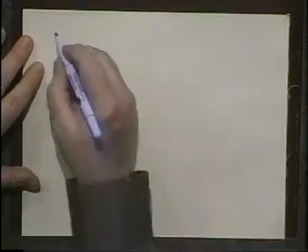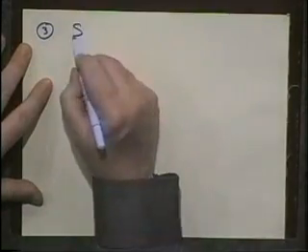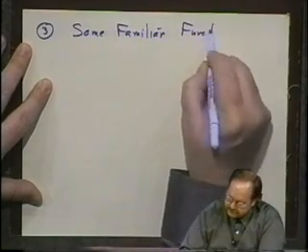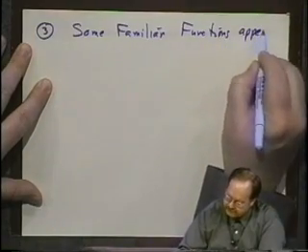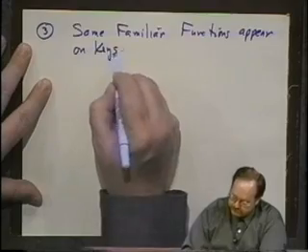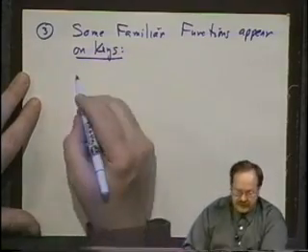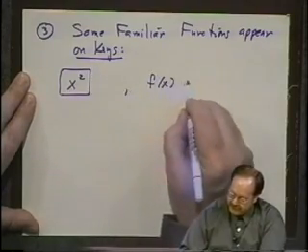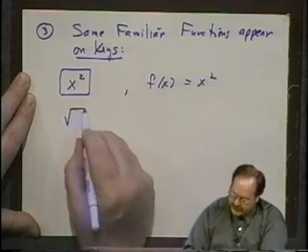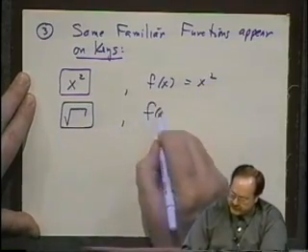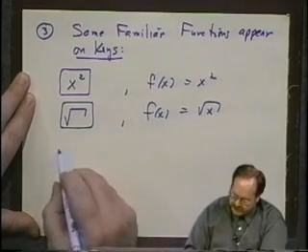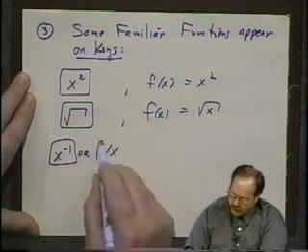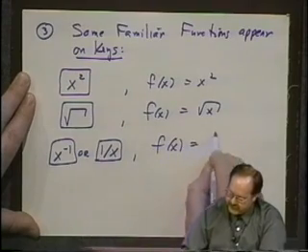And the final note here is actually a pleasant one. Some familiar functions appear on keys. I won't list every possible case, but let me show you some of the ones that I know you'll see. You'll see a key that looks like x squared. Of course, this is the function f of x equals x squared. You'll see a key that has the square root symbol. That is going to be the function f of x equals square root of x. You'll see a key that will be either x to the minus 1 perhaps, or 1 slash x, or 1 over x. That, of course, is the function f of x equals 1 over x.